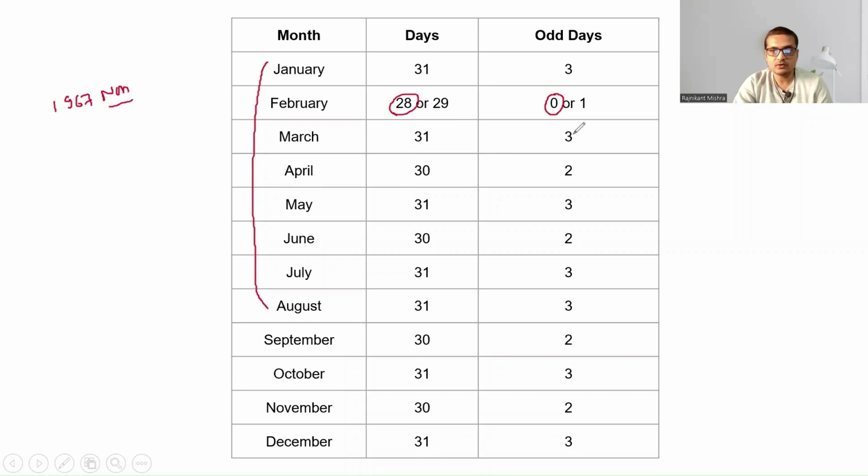Now 3 plus 0 plus 3 is equal to 6. 6 plus 2 is equal to 8. 8 minus 7 is equal to 1, meaning 1 odd day. 1 plus 3 is equal to 4. 4 plus 2, 6. 6 plus 3 is equal to 9. 9 minus 7 is equal to 2. Now this 2 plus 3 is equal to 5. It means the number of odd days from January to August is equal to 5.